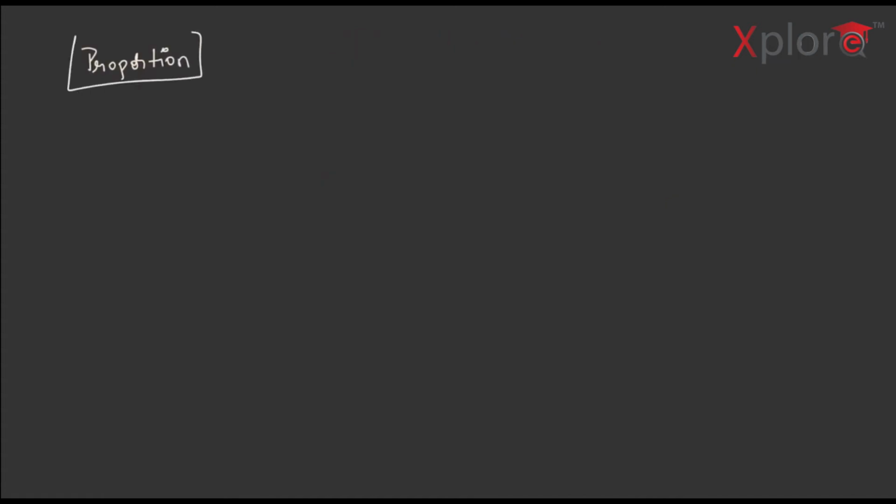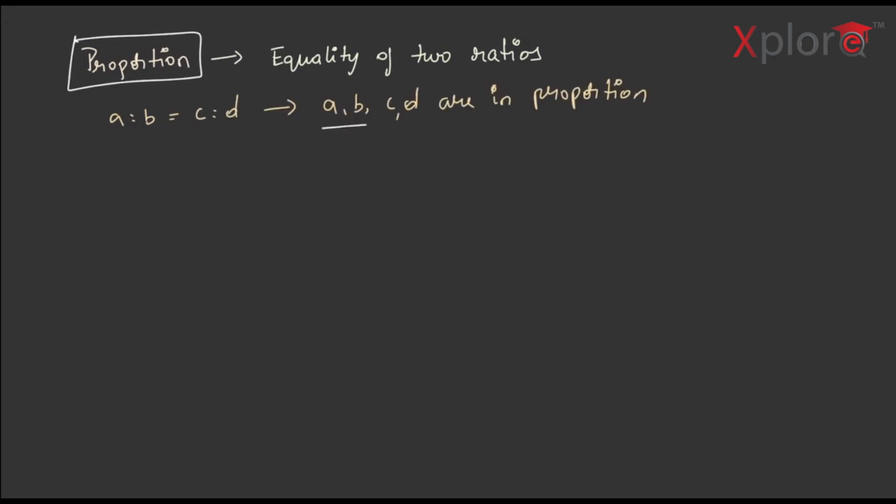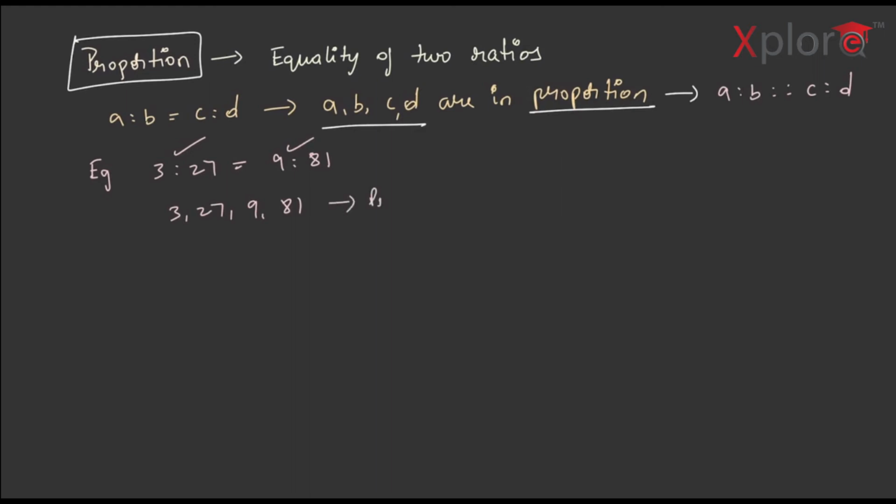Now let's understand what a proportion means. Proportion is nothing but equality of 2 ratios. Suppose A:B is equal to C:D, then A, B, C, D are in proportion. And this can be written in the following way. For example, 3:27 is equal to 9:81, which is given. As these two are equal, we can say that 3, 27, 9 and 81 are in proportion.